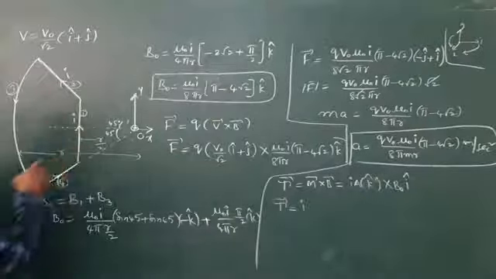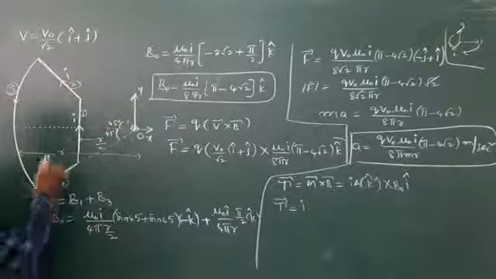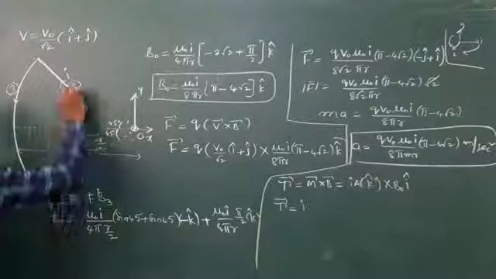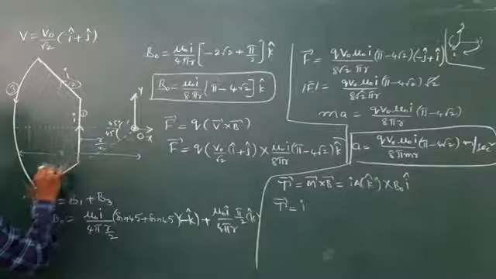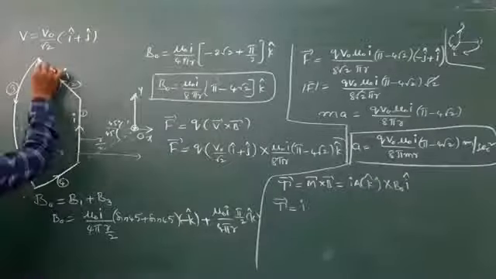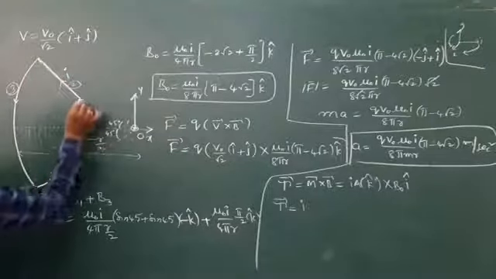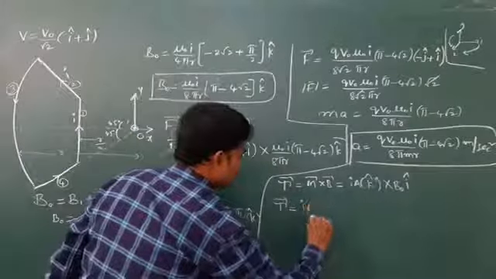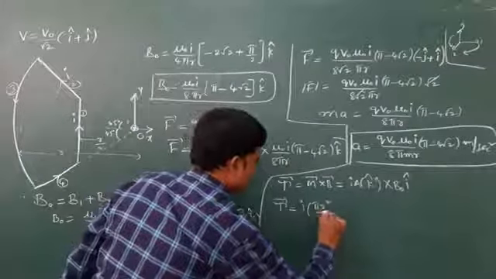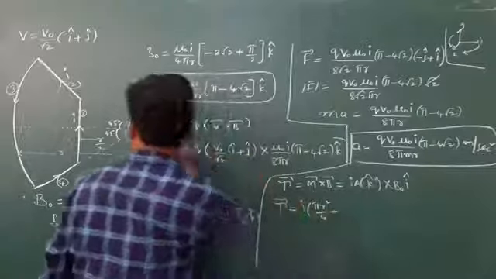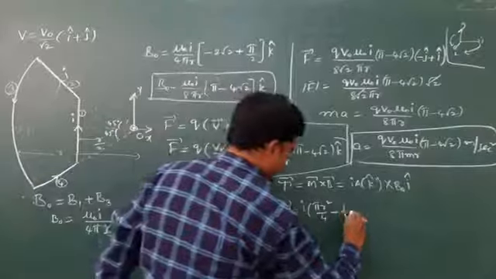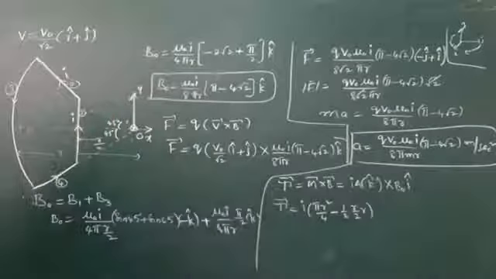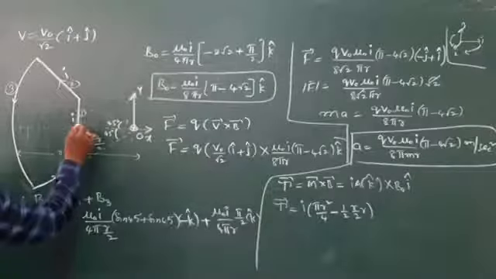See, this is a quadrant of a loop, because this is 90 degrees. We need only the area of this region. How to get this region? Just the area of the quadrant minus the area of this triangle. Area of the quadrant is pi r square by 4, minus the area of the triangle, half into base. Base is r by 2, height is r. So half into base, and this one is r.